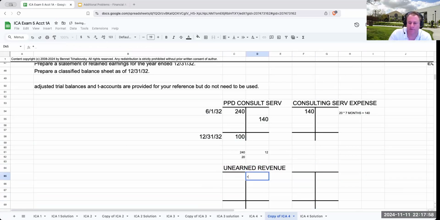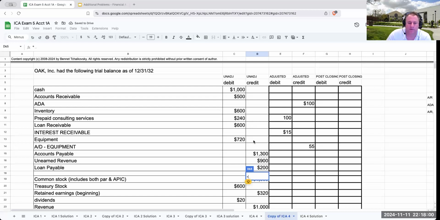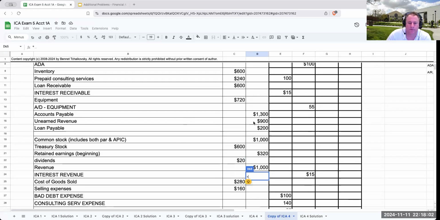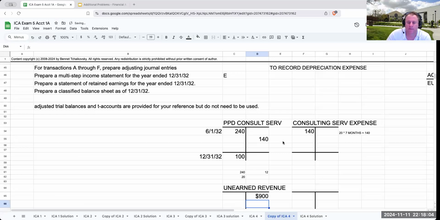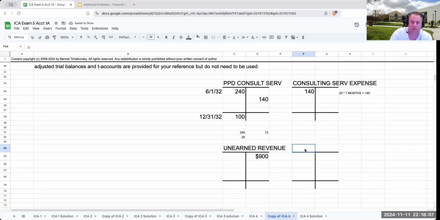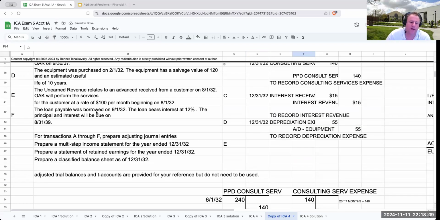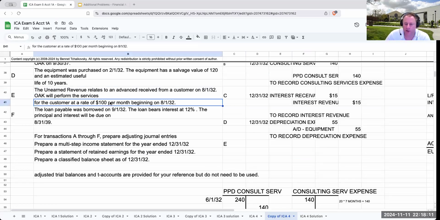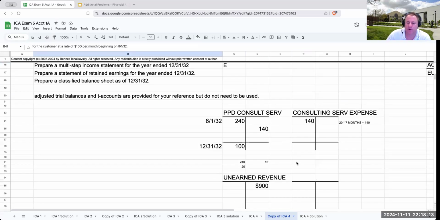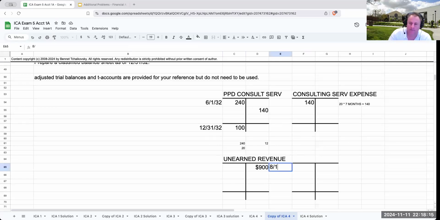So my unearned revenue had a balance of 900. And right over here, I'm performing that at a rate of 100 per month beginning on 8/1/32. So my revenue is going to be for August, September, October, November, December, 5 months at 100 per month.